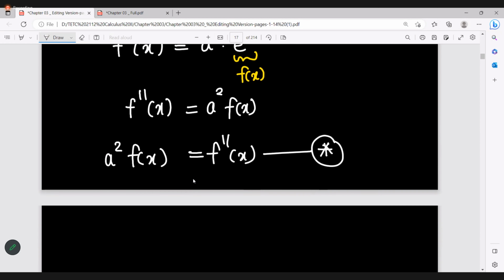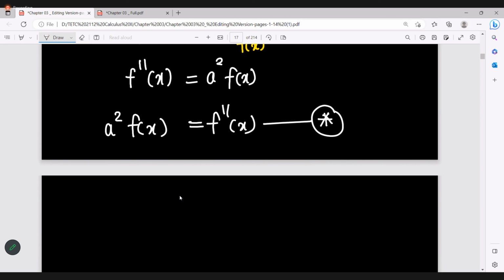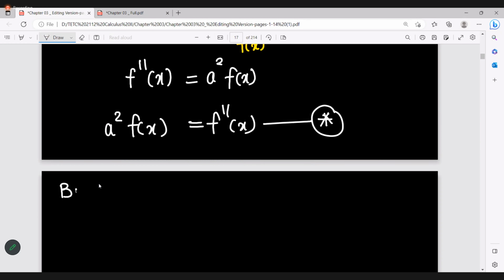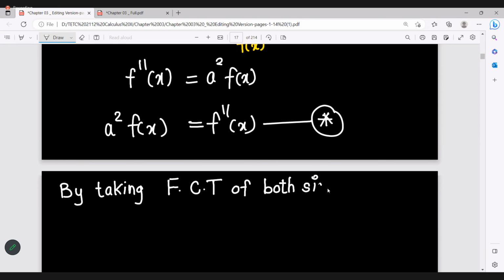So then we are going to take the Fourier cosine transform of both sides.